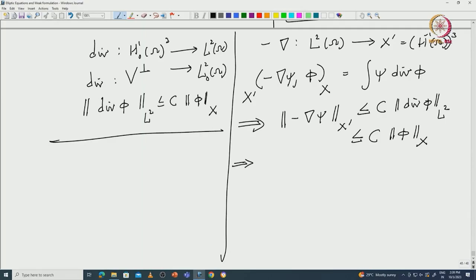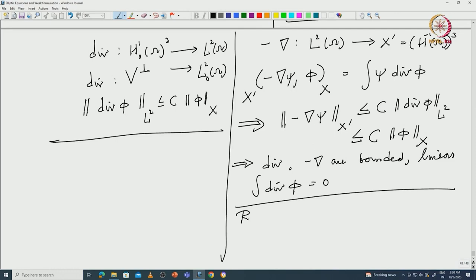So this basically tells you that divergence and gradient are bounded linear operators, and you also have divergence of phi equal to 0. We have proved all of this. One more comment: what is the range of minus gradient? The range of minus gradient is minus gradient of L2 naught in this space on omega, and that is nothing but the perp of the kernel of divergence of v, which you know.